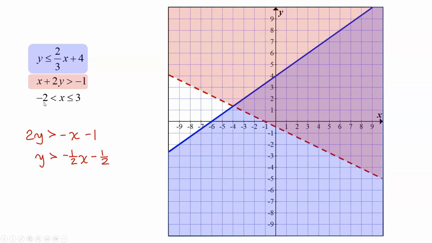One last inequality here: negative 2 is less than x, which is less than or equal to 3. You can look at this as x is greater than negative 2 and x is less than or equal to 3 if you want to, and do them separately. But you know the x's should be between negative 2 and 3, not including the 2, including the 3.